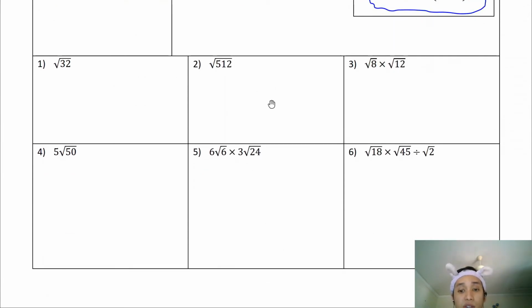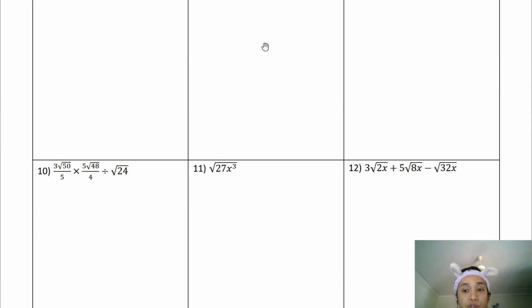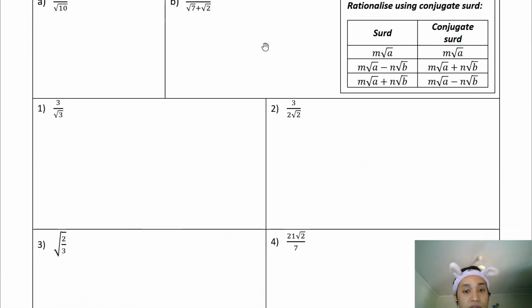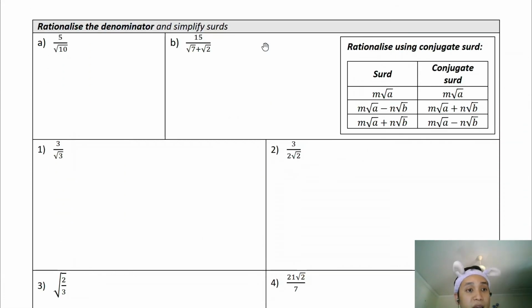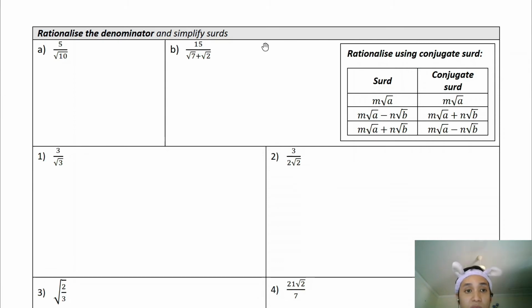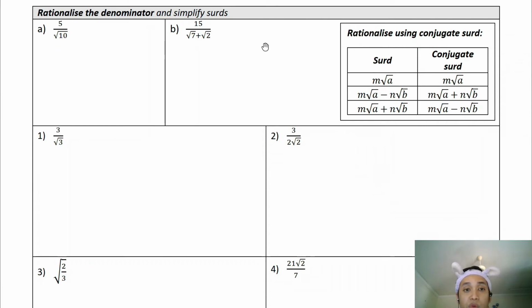You can try it on your own first. I'm going to show you how I do all this later on, on another day. So you try and do all the simplification first, and then once you are done with the simplification, you can continue with the rationalize.